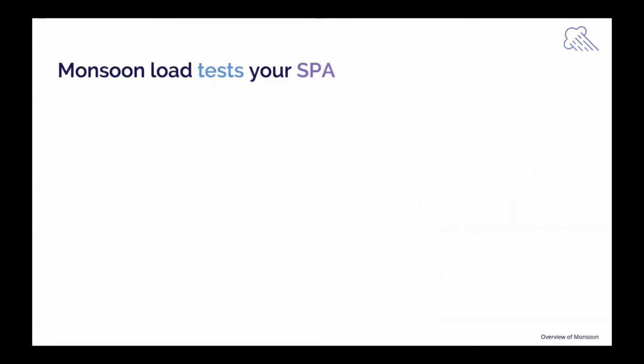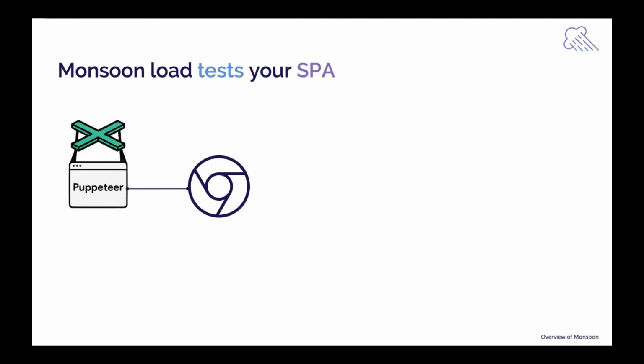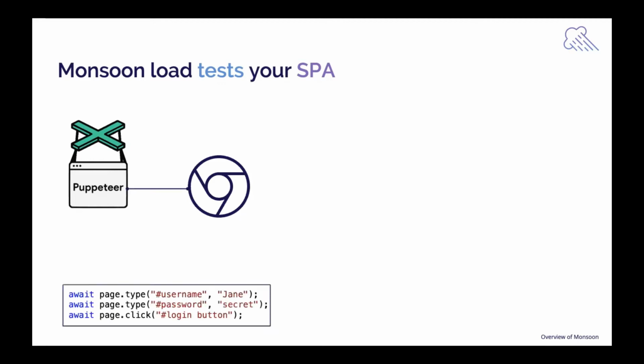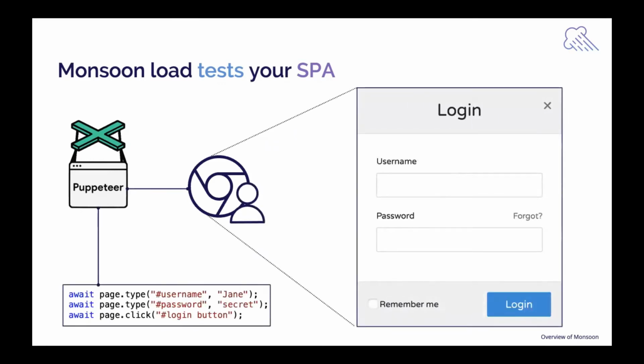Monsoon makes it easy to load test your single-page application. We use a tool called Puppeteer to simulate users visiting Boost Health website. Puppeteer is a powerful browser-based testing library for Node, distributed as an NPM package. Puppeteer provides us with a high-level API that gives us full control over headless Chrome instances.